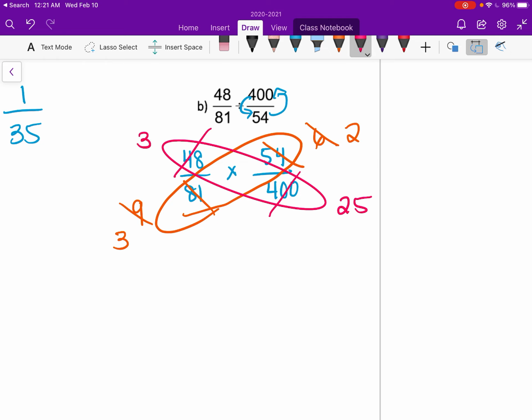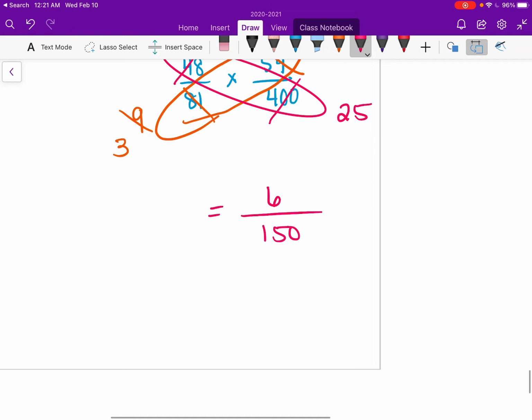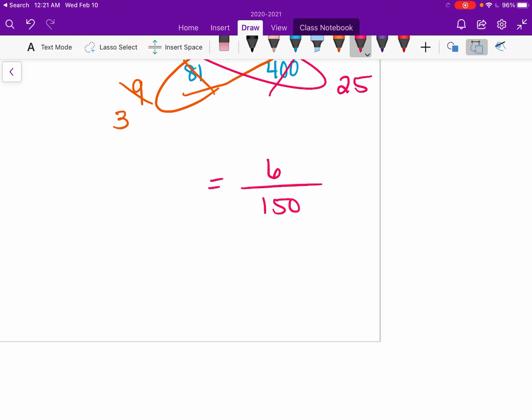Right, so now let's just take our top numbers. 3 times 2 is going to give me 6. 3 times 25 is going to give me 150. I can reduce this further in this situation. It wasn't just already reduced for me. So if I divide both by 2, I'm left with 3 over 75.